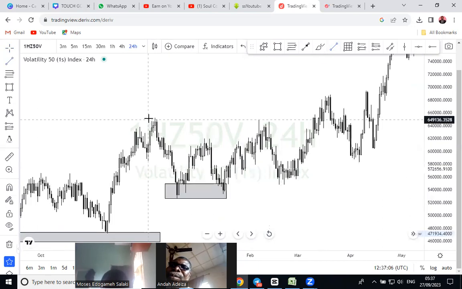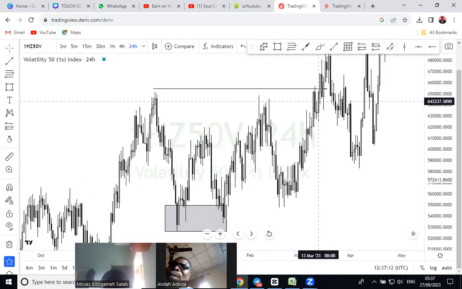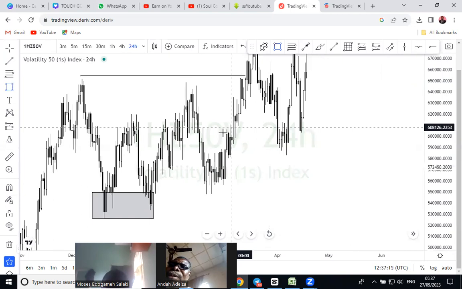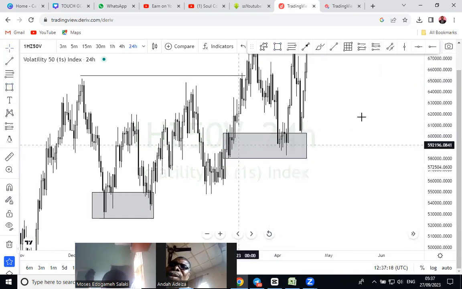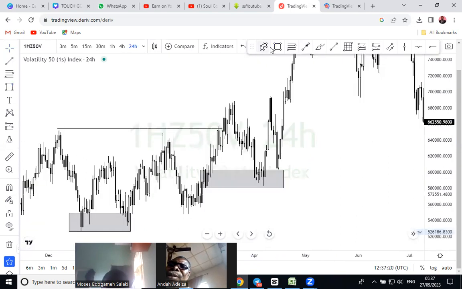Now, price took this high. Look at where price took the high. After taking the high, price still did what? It came back to this Q, back to retest. Smart money Q for a retest. And price took the high. Wow, okay, price took this high.